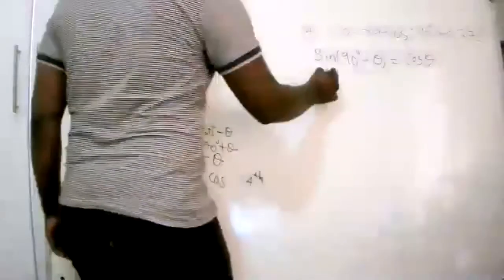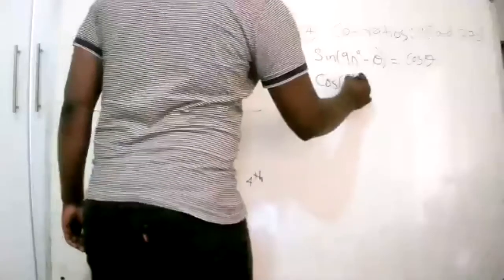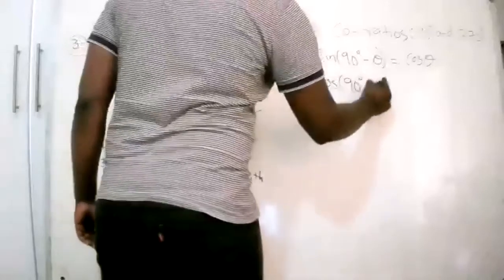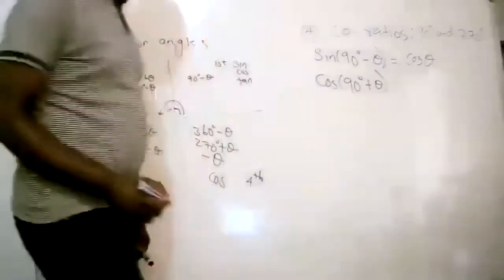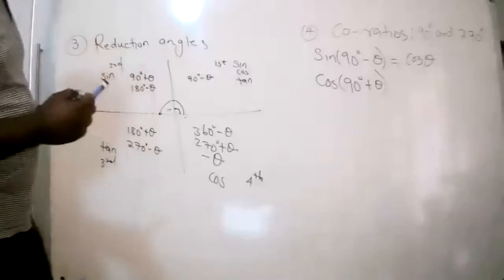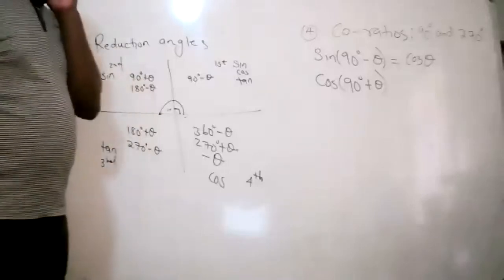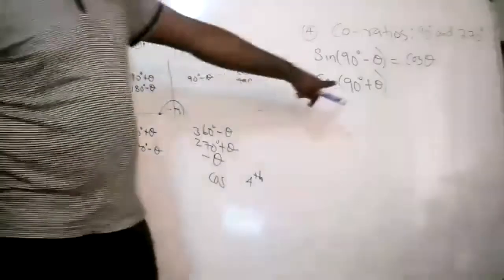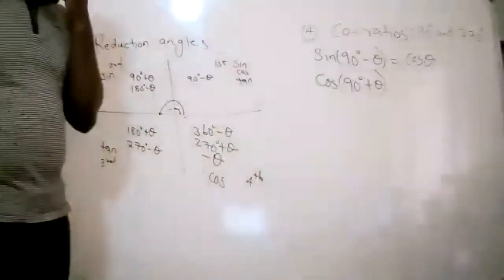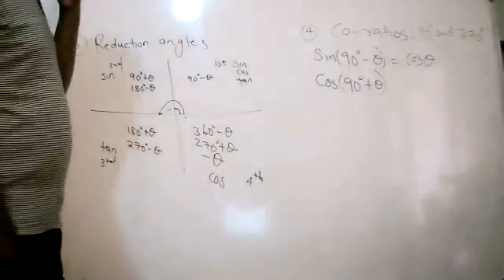I would like to give the second question so that we apply exactly the same thing and see how it works. Let's say we have cos of 90 plus theta. So we check, on which quadrant do we find 90 degree plus angle?